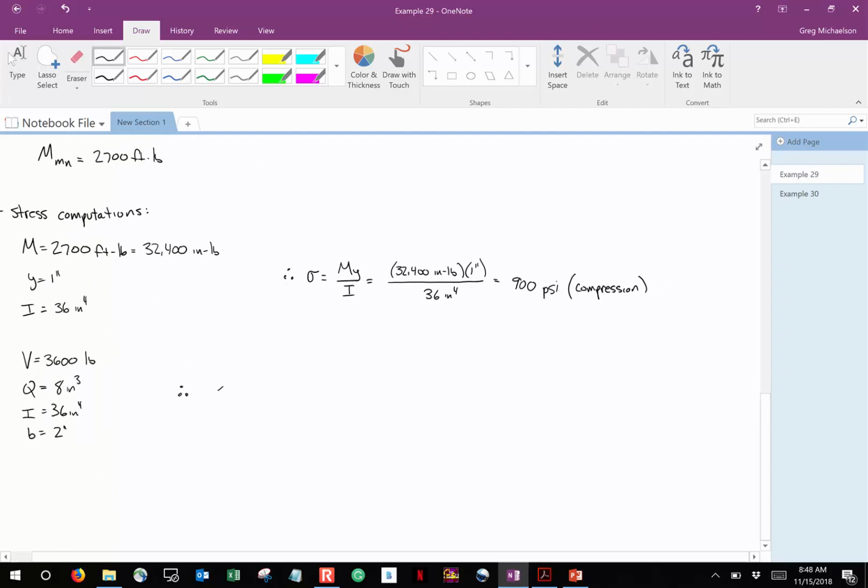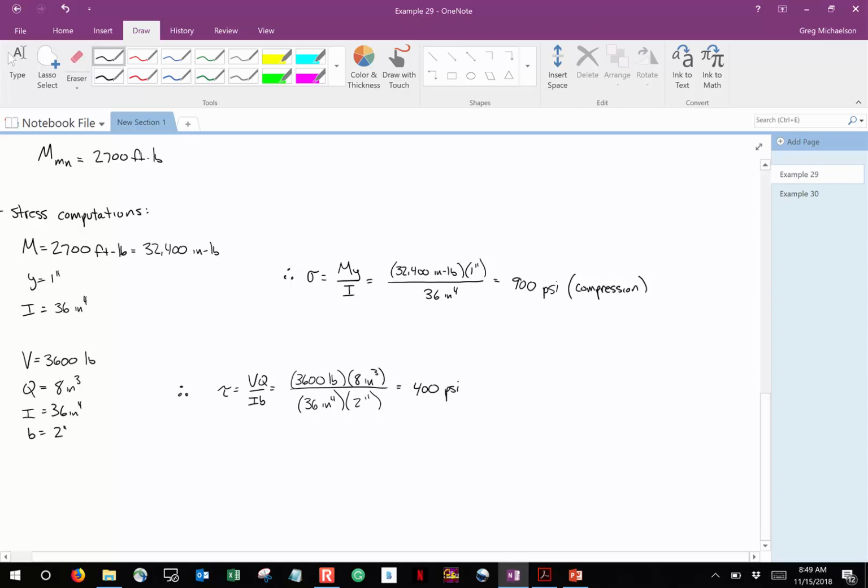Okay, so we have tau is VQ over IB, which is 3,600 pounds. We have 8 cubic inches. We have 36 inches to the fourth. And we have 2 inches. So we plug and chug 3,600 times 8 divided by 36 times 2, and we get 400. So this is 400 psi.